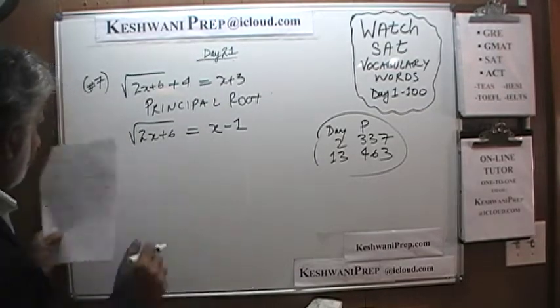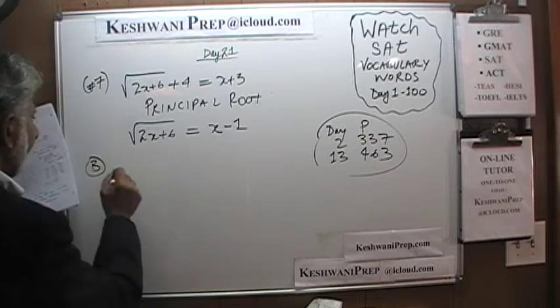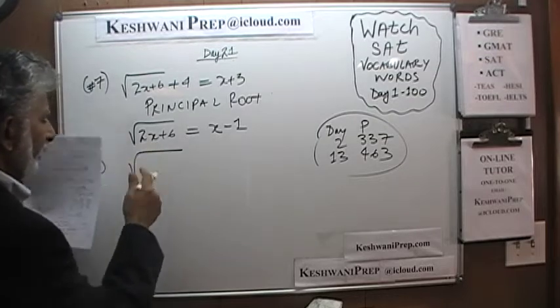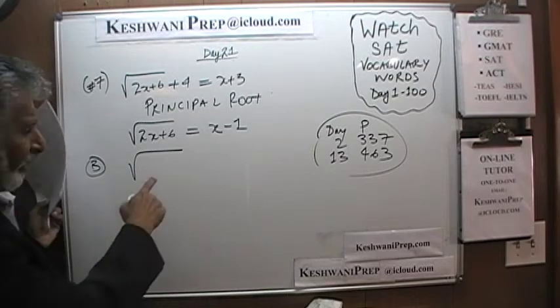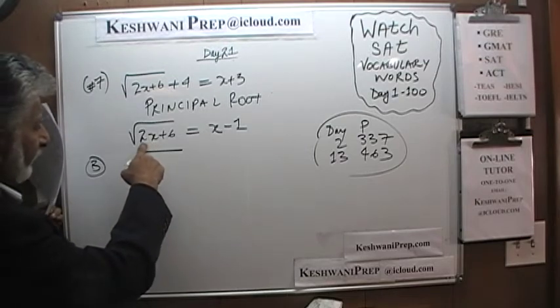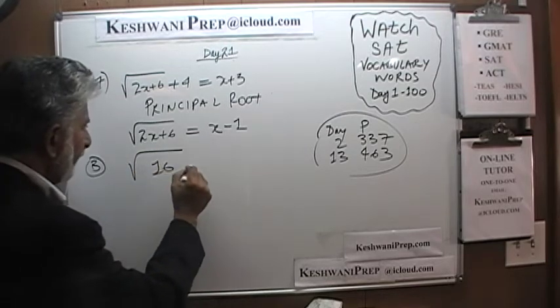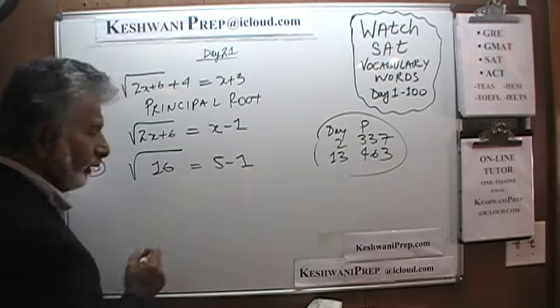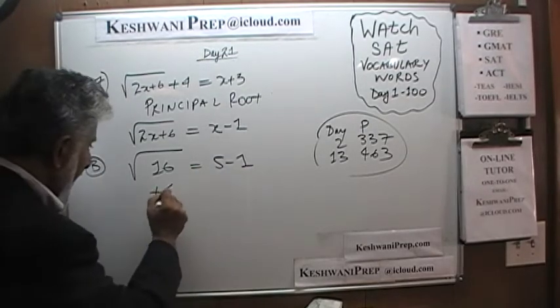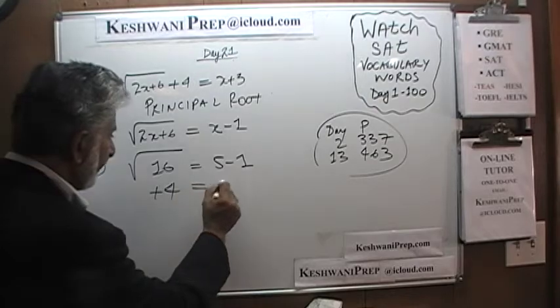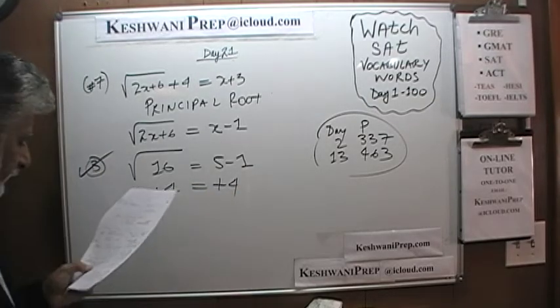B says x is equal to 5. If x is equal to 5, we're going to get 5 times 2 is 10 plus 6, I'm just going to write it down instead of doing it out, and this is going to be 5 minus 1. And this is allowed to be only positive 4, and that's exactly what we get here. There you go, it works.